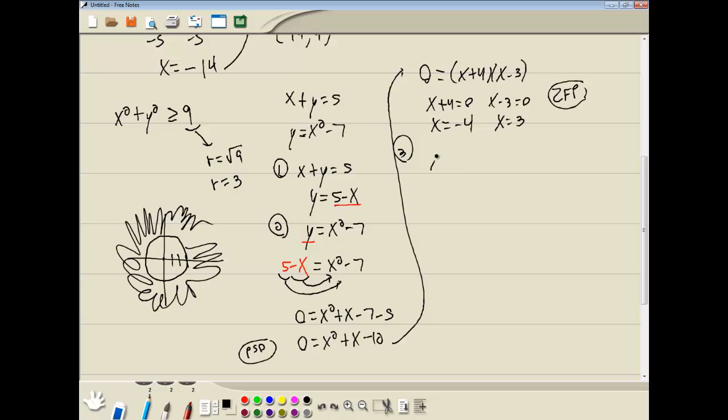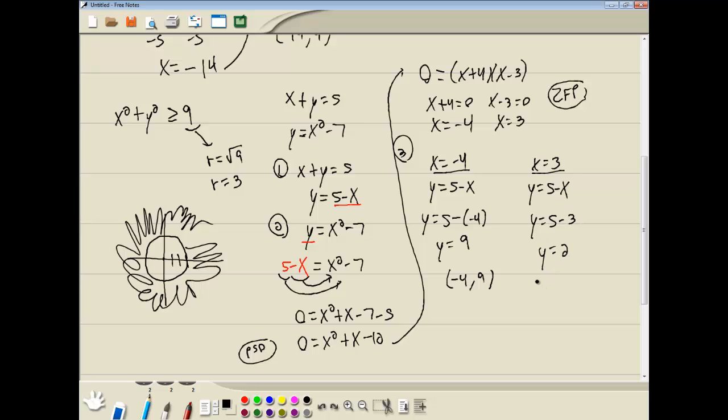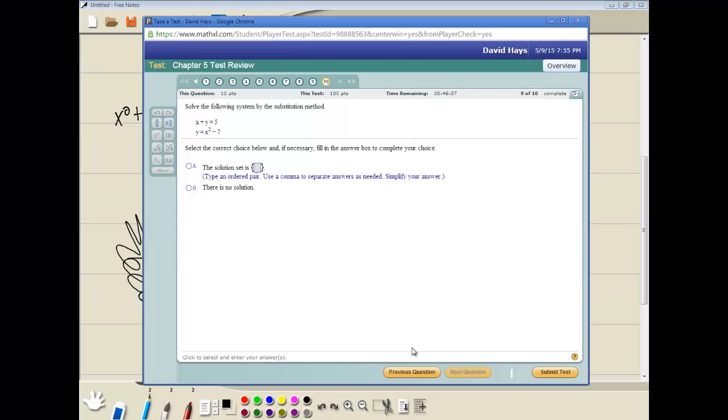Now step 3, we want to plug those values into the equation from step 1. The equation from step 1 will always be solved for the other variable. So we're going to plug those into y is equal to 5 minus x. Well, we just said that x is negative 4, so we've got 5 minus a negative 4. Negative negative becomes positive, so 5 plus 4 is 9. So this answer will be negative 4, 9. Now for this one, we'll plug that in. So we got 5 minus 3, or y is equal to 2. So this answer would be 3, 2. And those would be our two answers.